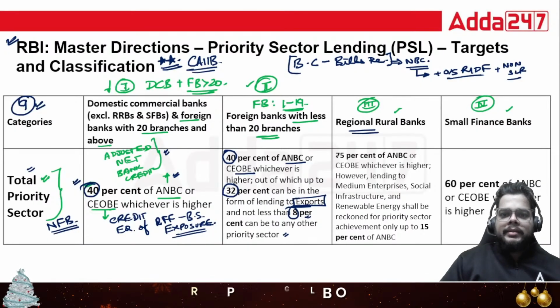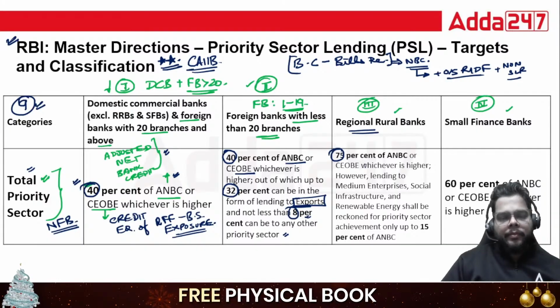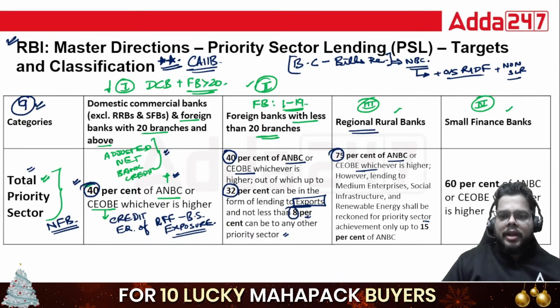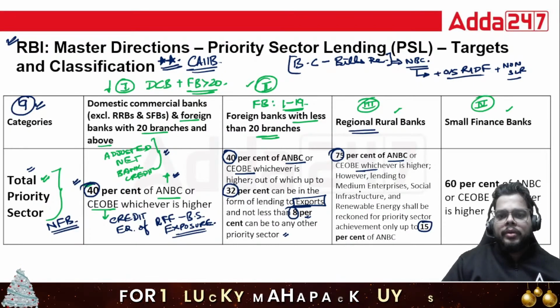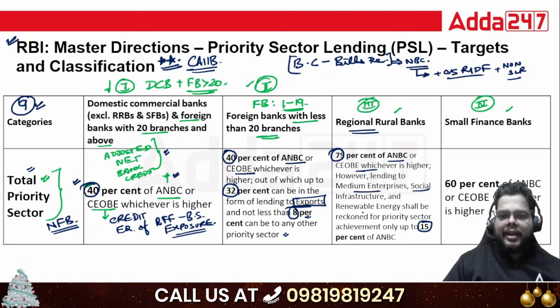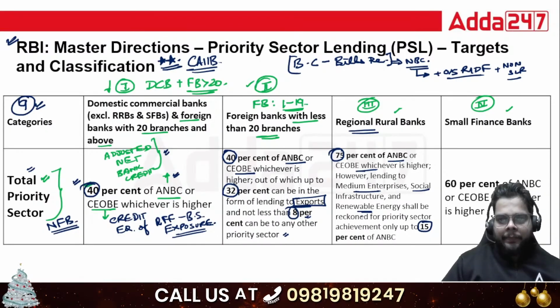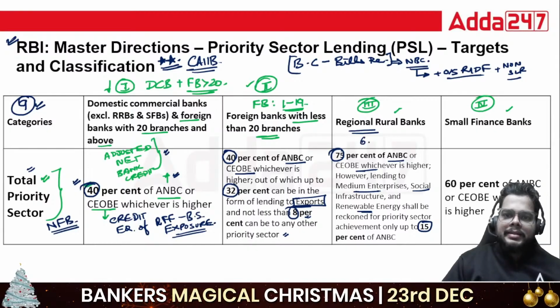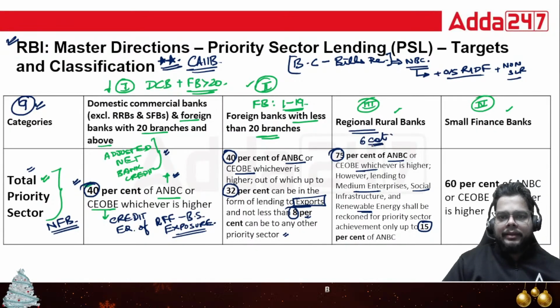Then we have RRBs, with an obligation of 75% of ANBC or COB, whichever is higher, out of which up to 15% can go towards medium enterprises, social infra, and renewable energy. And the remaining 60% will go towards the remaining 6 categories of priority sectors.